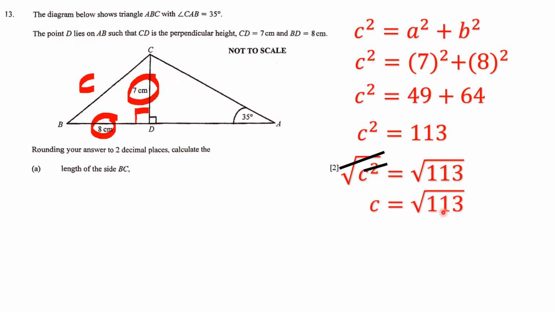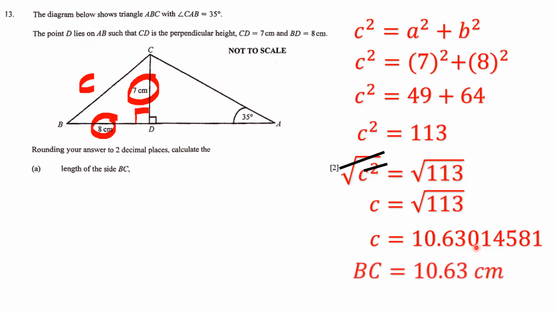What is the square root of 113? The square root of 113 is definitely going to be 10.63014581. They want us to calculate it to 2 decimal places. And so if we look at 3, that's the second decimal place. We look at the next digit, 0, we cannot round up, so we have to just keep it as is. It's going to be 10.63 centimeters. That's going to be the length of BC.